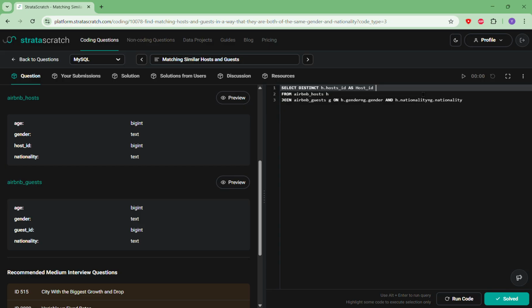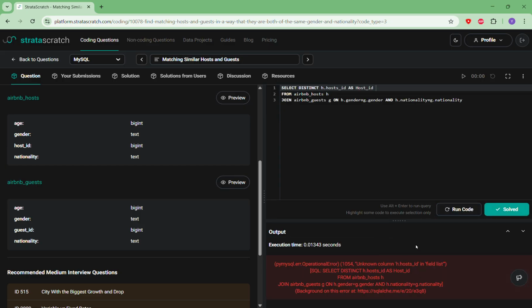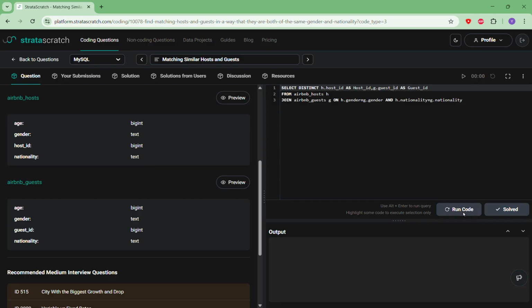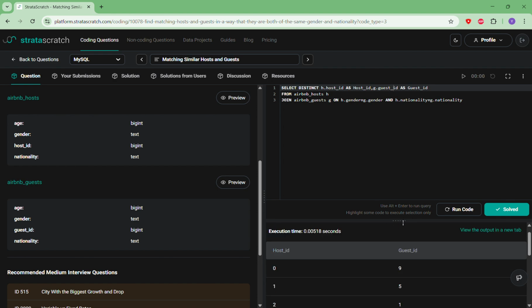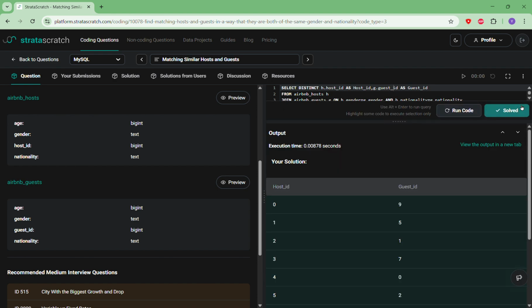And we'll output this just to see. Unknown column host ID. Okay, host ID, and we have to give guest ID also. Dot guest ID as guest ID. So this is our output. We'll solve, and here it is.